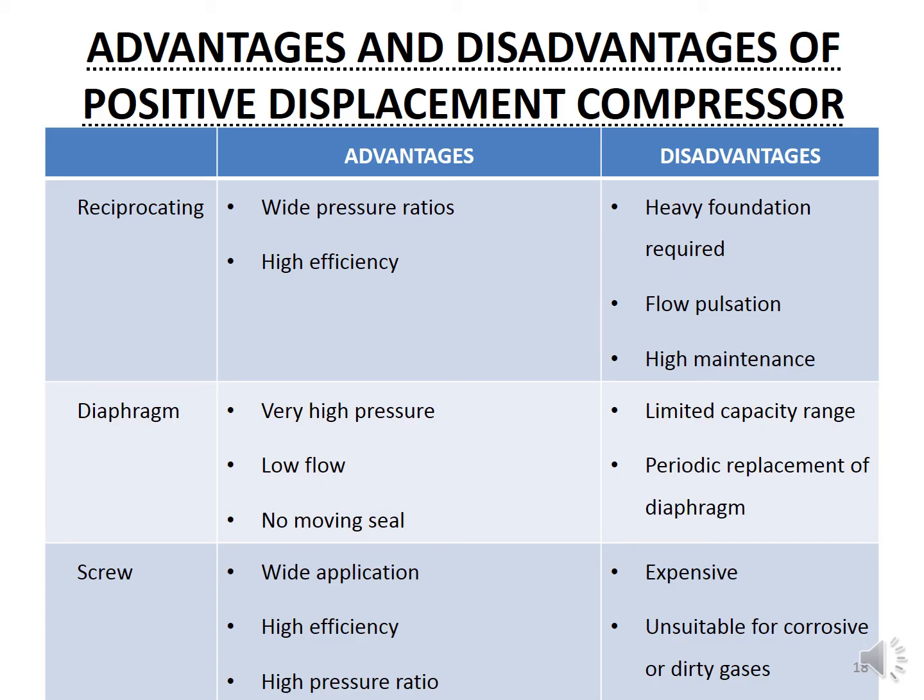Now let's move to the advantages and disadvantages of positive displacement compressors. Now here are all the positive displacement compressors. We discussed reciprocating, diaphragm and screw. These are the important compressors which we see all the time in the industries. Now reciprocating compressors have wide pressure ratios and high efficiency. Disadvantages are heavy foundation required, flow pulsation, high maintenance for reciprocating. Okay, and also the noise is very high.